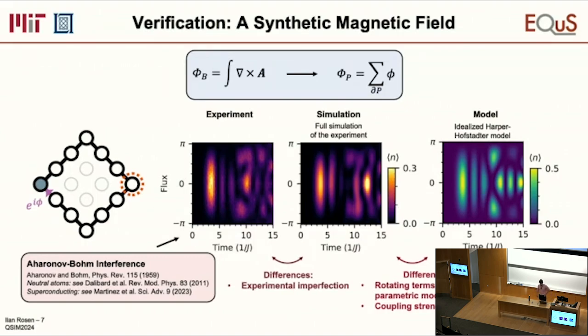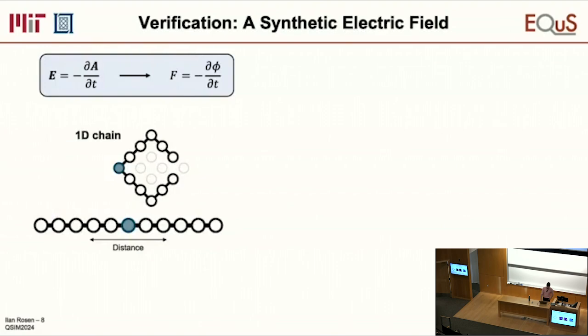And throughout this talk, I'm going to keep showing you these two layers of simulation. Okay. So bottom line, we have Gauss's law for magnetism. We can make synthetic magnetic fields on the chip. Let's do the same thing for electric field. So here, I'm going to use the perimeter of the chip as a 1D chain with open boundary conditions, and that's just to make this easier to see.